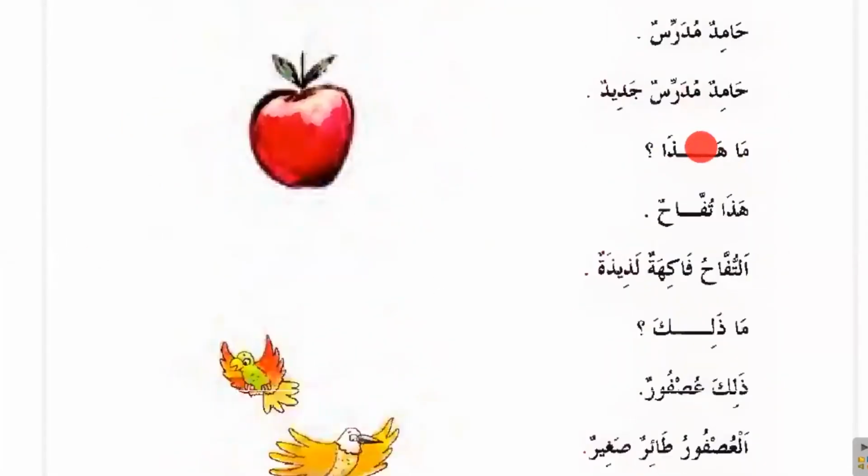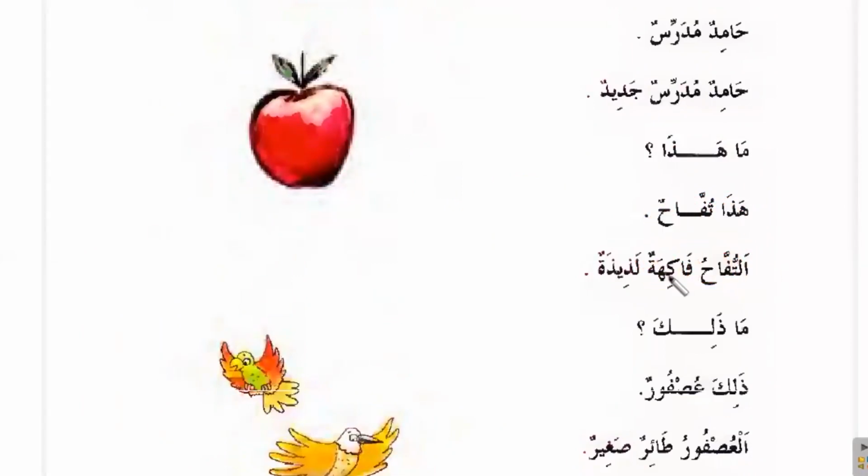So here, "Ma hadhihi?" They are asking about this. What is this? So answer it. "Haza tufahun. This is tufahun." What is tufahun? Apple. The apple is called tufahun. "Haza tufahun. This apple. At-tufahu fakihatun."